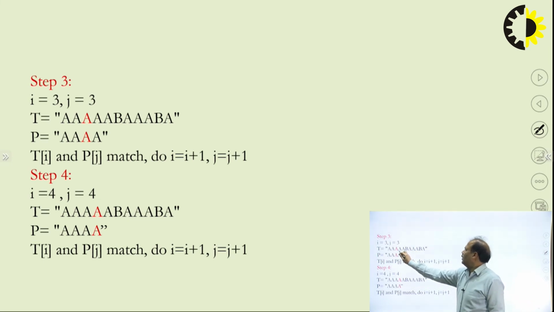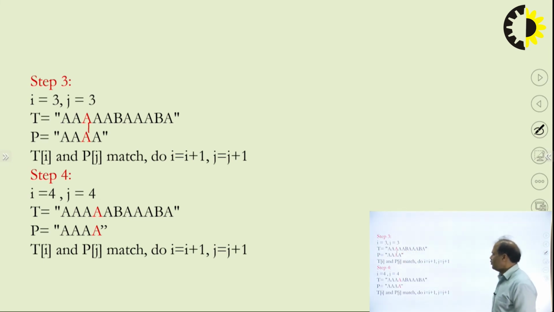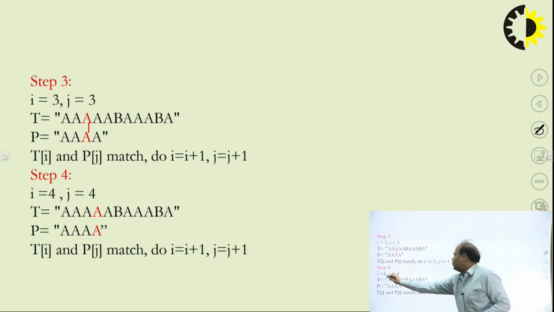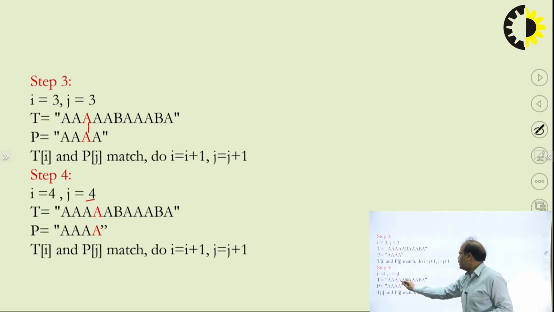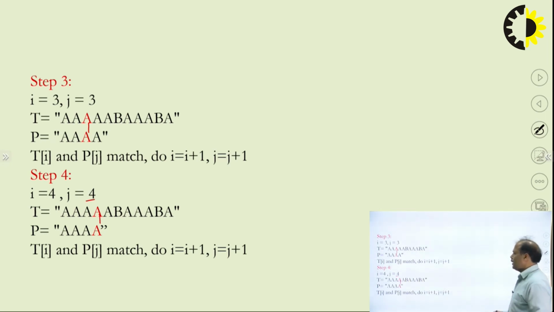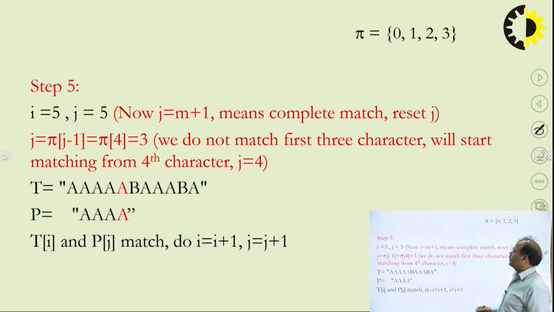We compare them, yes, they are okay, they matched. So that means again you need to increase I to 4 and J to 4. So that means I is 4 and J is 4. We are going to compare them. They are equal again. So again you have to increase I. In case of equality, we have to increase I and J. So now I becomes 5 and J becomes 5.